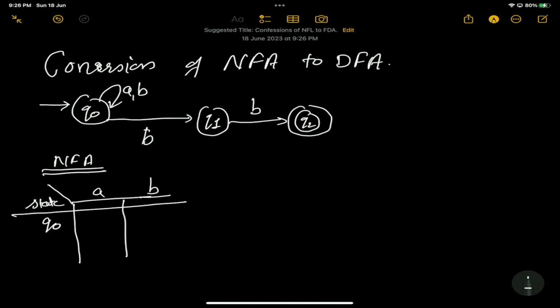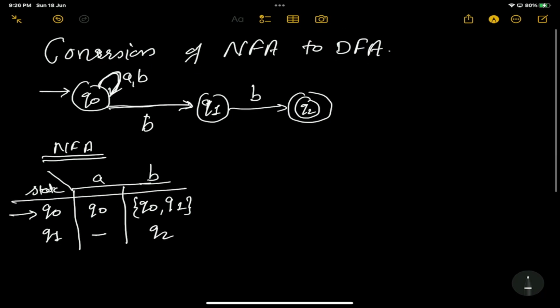Now, Q0 state is the initial state. Q0 with input A, it goes to Q0 only. Q0 with input B, it goes to Q0 and Q1. Now Q1 state with input A, it goes to Q2, and Q1 with input B, it goes to Q2. Now on Q2 state, there are no transitions with input A as well as with input B.